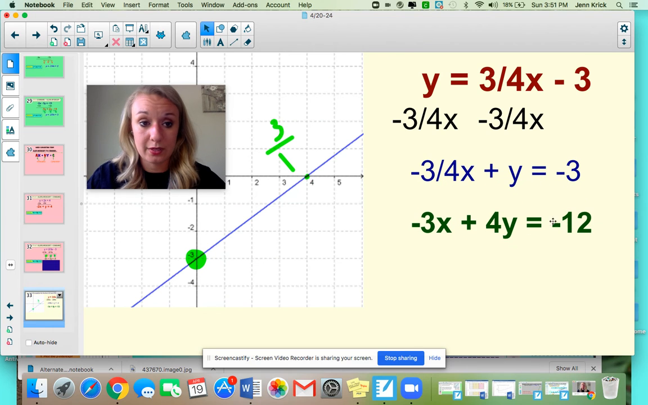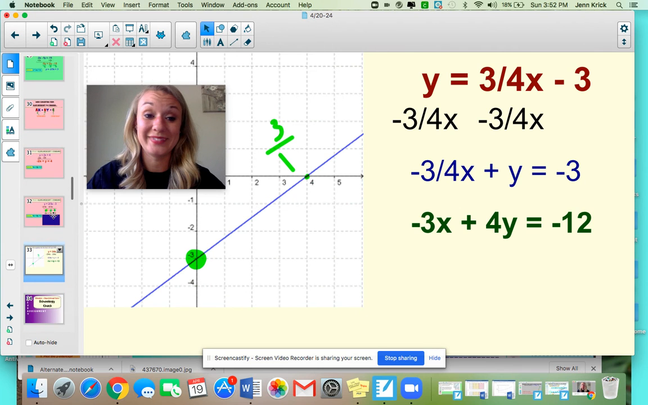This right here is okay in standard form. It's got all integers, no fractions. So that is it, you guys.